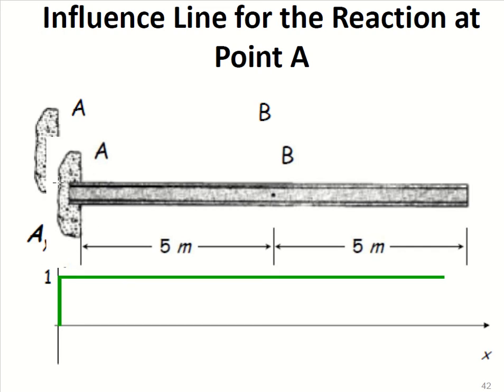Since all the reaction is provided by the support, this will be your influence line diagram. It is 1, and it will be going straight. If you make an equation for this, you will see that varying the distance won't affect the reaction. So no matter where you apply the load, all the reaction will be provided by the fixed support.